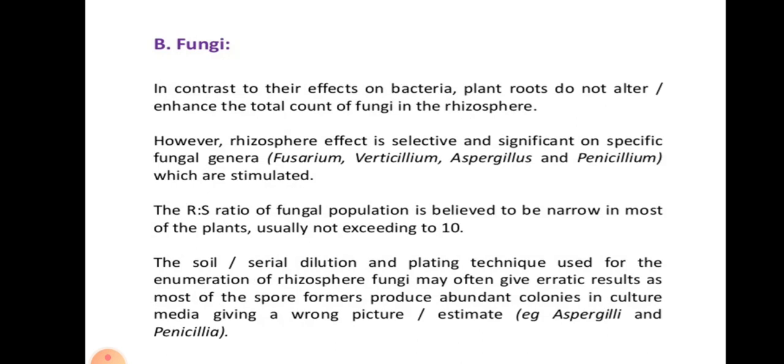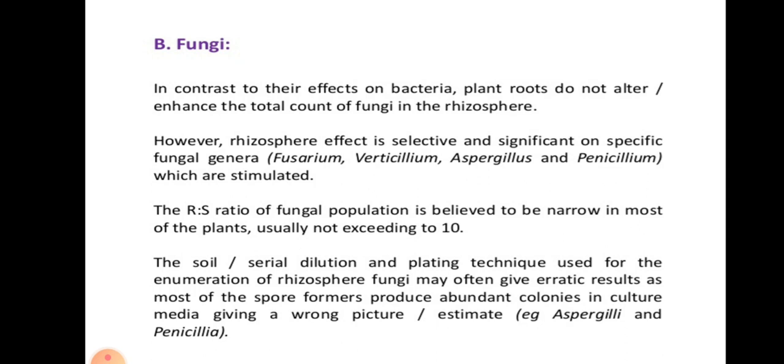Next, moving on to the second type of microorganism, fungi. In contrast to their effect on bacteria, plant roots do not alter or enhance the total count of fungi in the rhizosphere. However, the rhizosphere effect is selective and significant on specific fungal genera like Fusarium, Verticillium, Aspergillus, Penicillium, which are stimulated. The R to S ratio of fungal population is believed to be narrow in most of the plants, usually not exceeding 10.